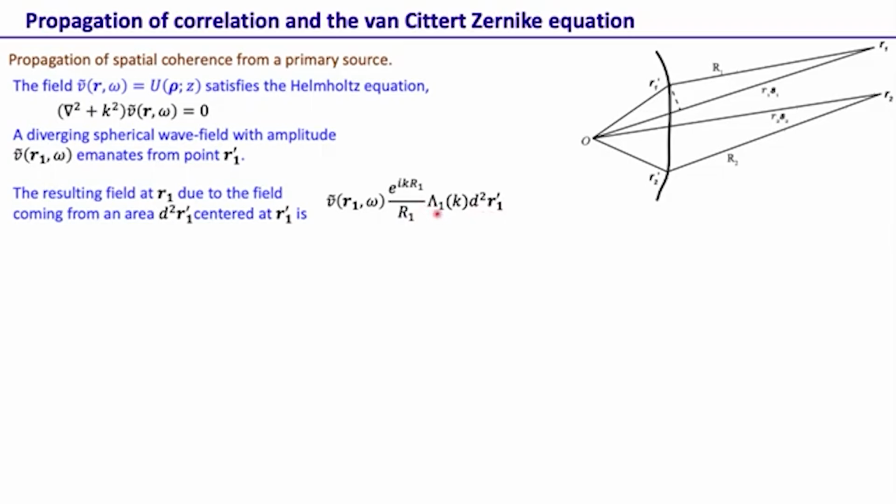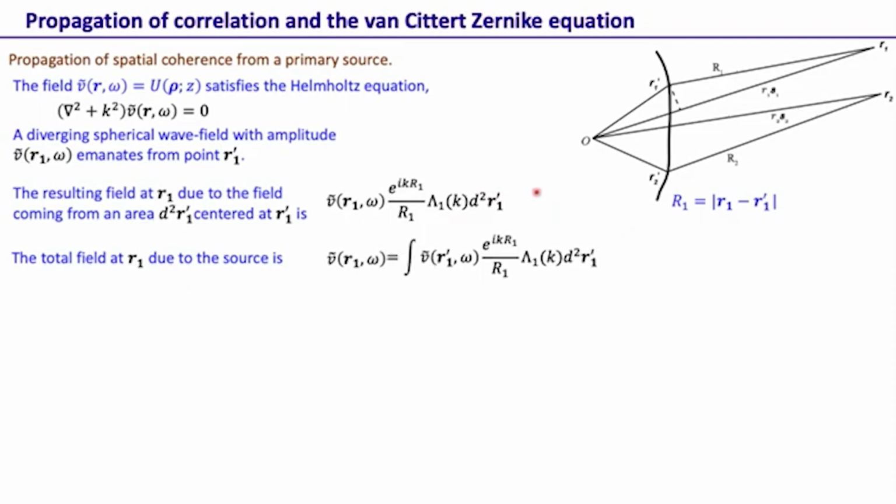Now this lambda 1k is just a geometric factor that we are also including here, because depending on the inclination of r1 with respect to r1 prime and so on, that will also decide what fraction of this field reaches there. Okay, so now, r1 is just the separation between r1 prime and r1. So the total field at r1 due to the source is simply this integration, integrating the whole thing.